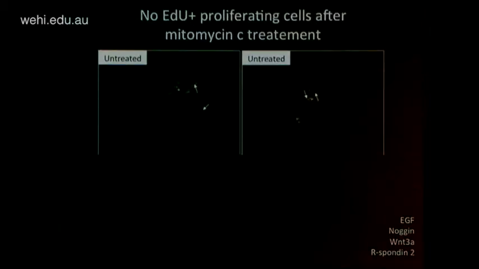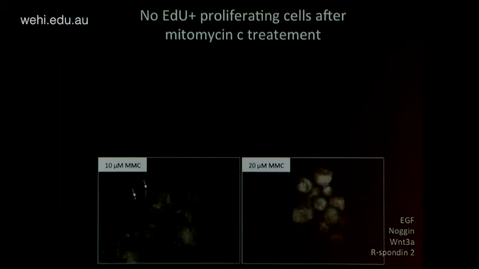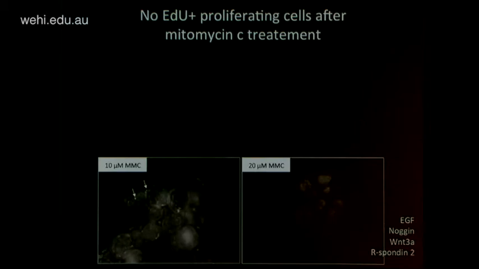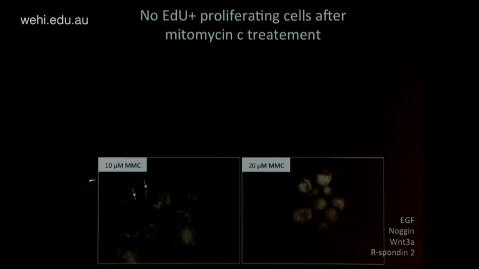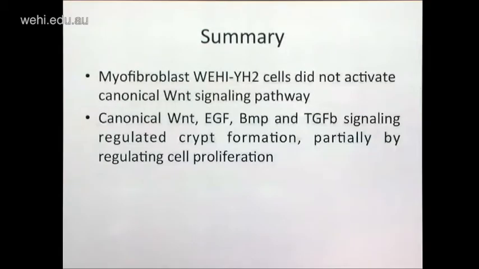And then we stained this culture using the standard EdU. EdU positive cells represent the proliferating cells. Here shows different stacks in the 3D organoids. Here shows the untreated control, and the arrow here points to the proliferating cells in the crypts. However, when we treated with mitomycin C, the proliferating cells were much decreased. As you see, it's just a few here, and there are no proliferating cells in the 20 micromolar treatment.